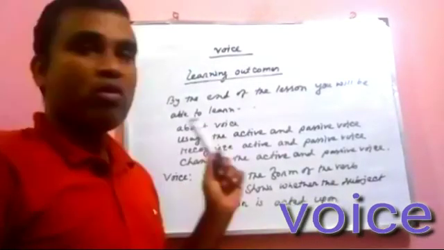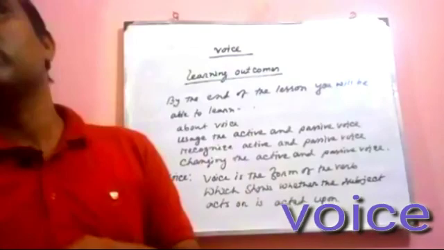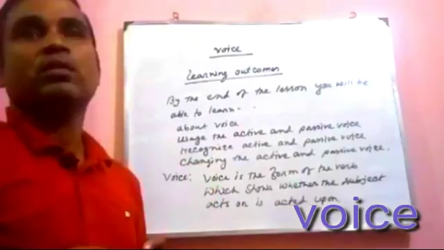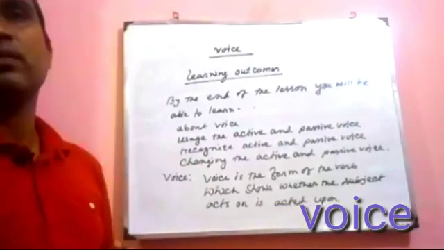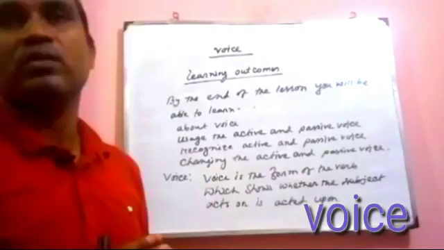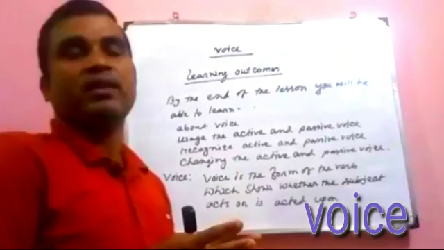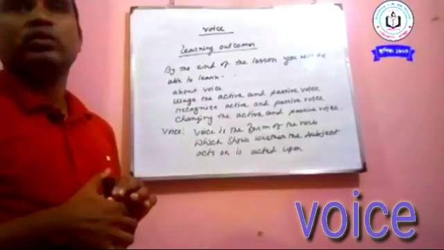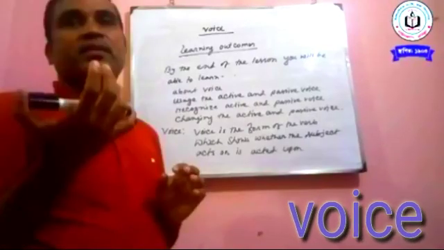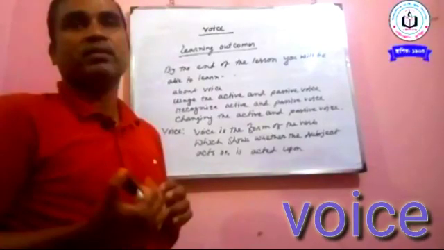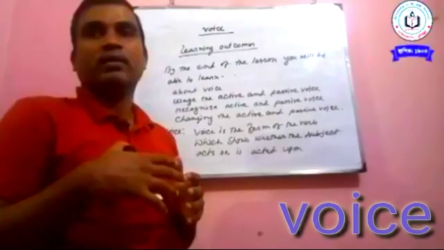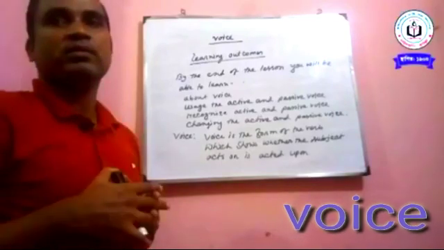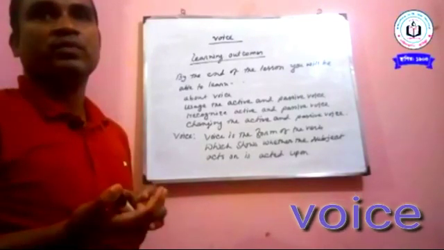Voice is the form of the verb which shows whether the subject acts or is acted upon. Students, there are two types of voices. One is active voice and another is passive voice. If we want to make active to passive voice, at first we have to know the subjective case and objective case.